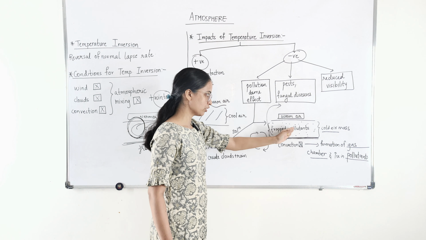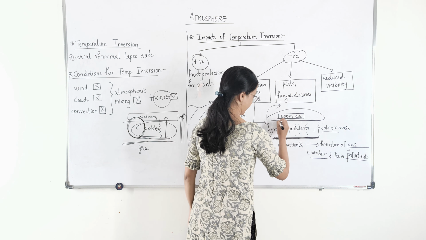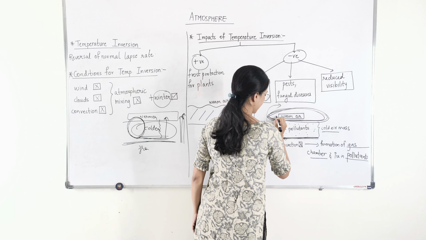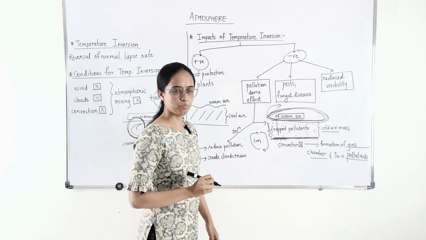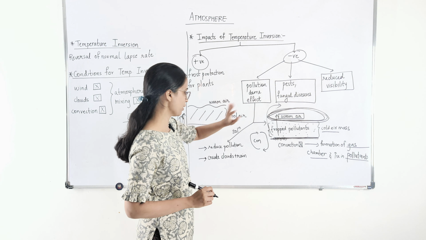Pollution because of the trapped pollutants. Dome क्योंकि ऊपर warm air है, इसकी वजह से ये एक डोम की तरह एक्ट करता है. It doesn't let the trapped pollutants move upwards, and hence you get to see the pollution dome effect.